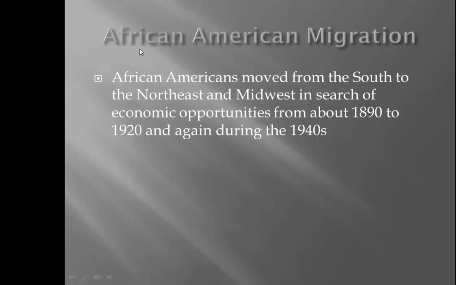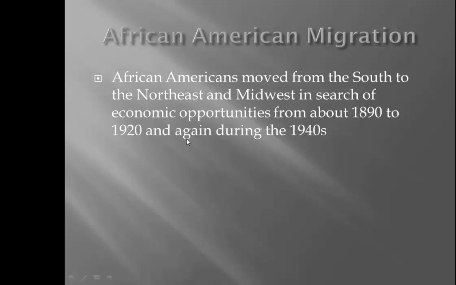Last migration. Oh, there's two more really. African American migration. We find that a bunch of African Americans are going to move. Where are they moving from? When we talk about movement, we got to move from and to, right? They're moving from the South to the Northeast and the Midwest to get kind of factory jobs, right? Economic opportunities. When? 1890 to 1920. So this would be after the Civil War.